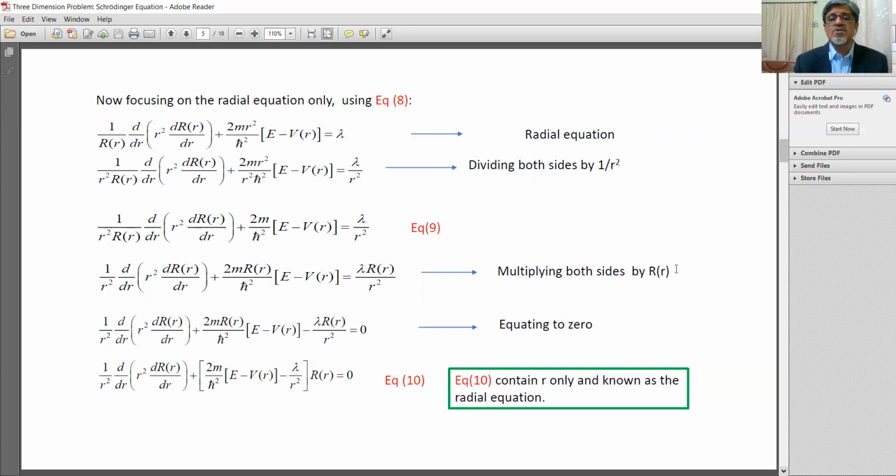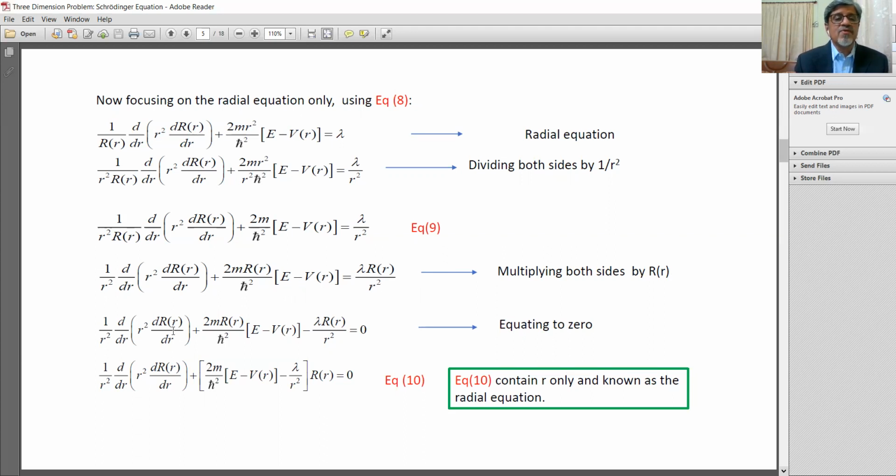Now multiplying both sides by R(r). So naturally, if we multiply that, this R(r) cancels out with the multiplied R(r) in the numerator. So 1 upon r² d/dr of r² dR/dr. Again here it is multiplied by 2m R(r) divided by ħ², and again, lambda R(r) divided by r². So we multiply both the sides by R(r).